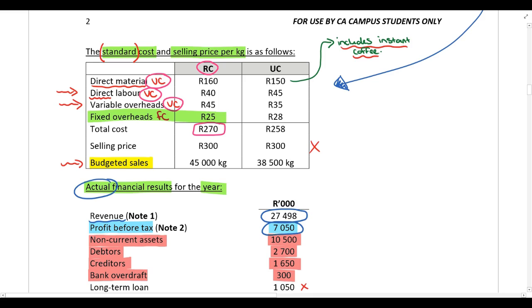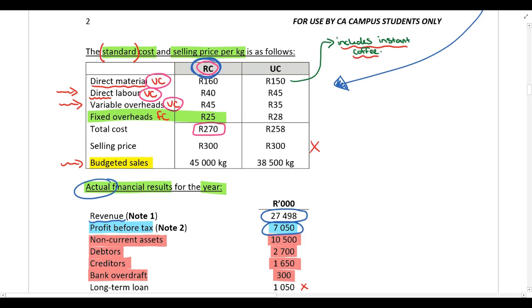This fixed overhead over here should not be included in the calculation. Regardless of whether the cappuccino division accepts this special order or not, their fixed costs are not going to change. You haven't been told that their fixed costs are going to change. So if you're not told anything, you can't assume the fixed cost is going to change. What is the nature of a fixed cost? It doesn't change with a change in production volume. So even if they have to produce more of the regular cappuccino, the fixed cost isn't going to change. There's no relevant portion, so it should not be taken into account in the calculation of the minimum price.